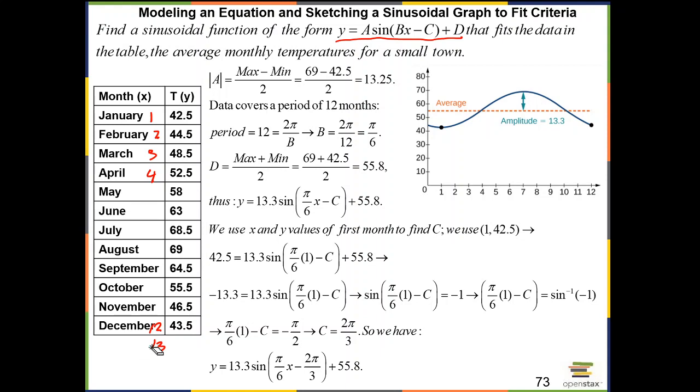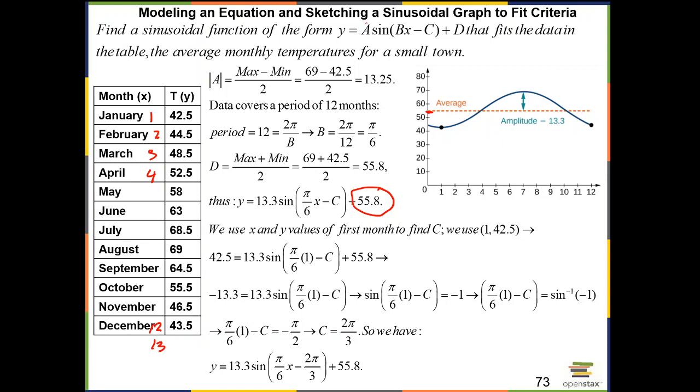And so we're going to look at what these numbers A, B, C, D have to be. Now we can find D. D is the middle number, the average of the maximum plus the minimum, divided by 2. The maximum here is 69, plus the minimum, 42.5. So we add them, divide by 2, and we get 55.8. So the number in the middle here, the midline, that number D, is 55.8.